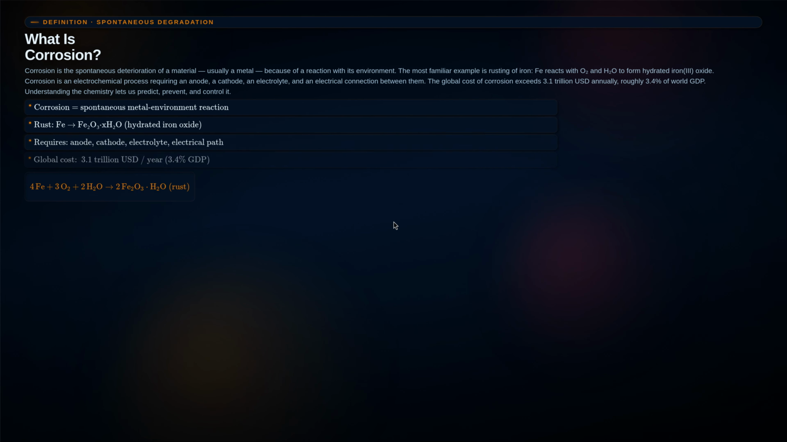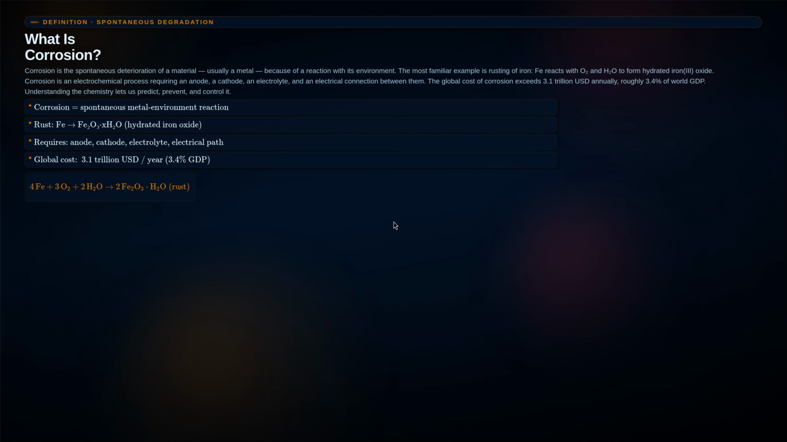Corrosion is the spontaneous deterioration of a material, usually a metal, because of a reaction with its environment. The most familiar example is rusting of iron. Iron reacts with oxygen and water to form hydrated iron oxide, also known as rust. Corrosion is an electrochemical process requiring an anode, a cathode, an electrolyte, and an electrical connection between them.